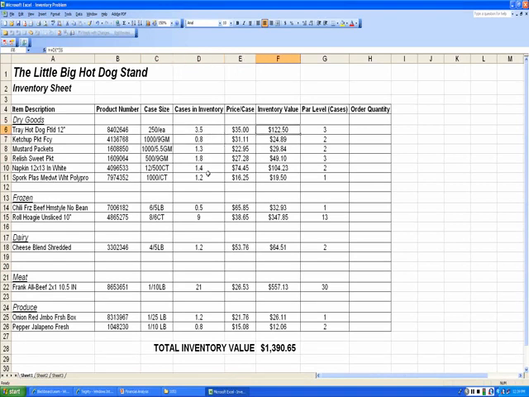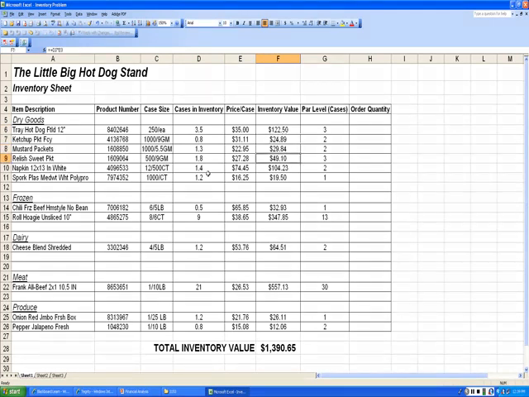All right, so this spreadsheet is going to calculate my inventory value. Essentially it's taken 3.5 times 35 to equal $122.50 worth of hot dog trays, which sounds pretty crazy expensive, but there's a lot of hot dog trays, I guess, in each one.